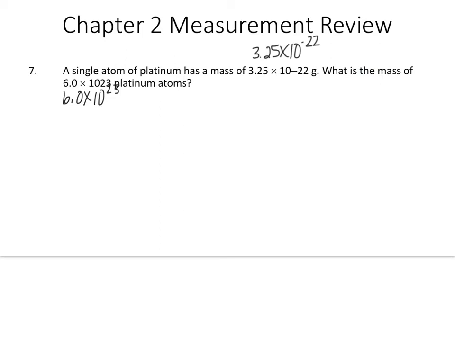So this is a dimensional analysis problem. It says a single atom of platinum has a mass of 3.25 times 10 to the negative 22. That is supposed to be raised. It says what is the mass of 6.0 times 10 to the 23rd, also supposed to be an exponent, platinum atoms. So I will tell you that your conversion factor is right here, okay? A single atom is that many grams. So you will start with this number, okay?